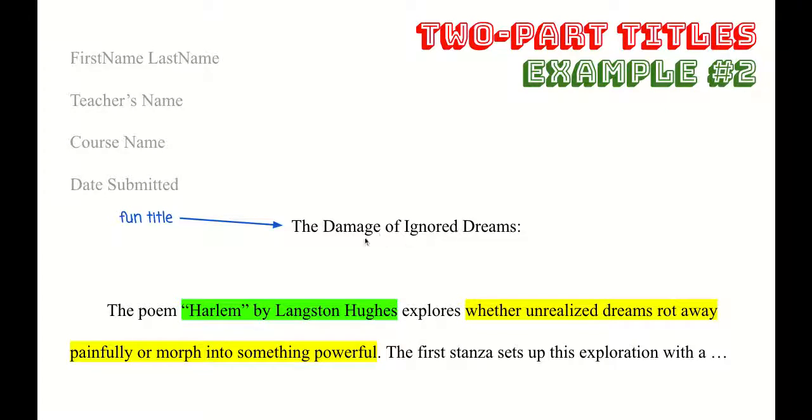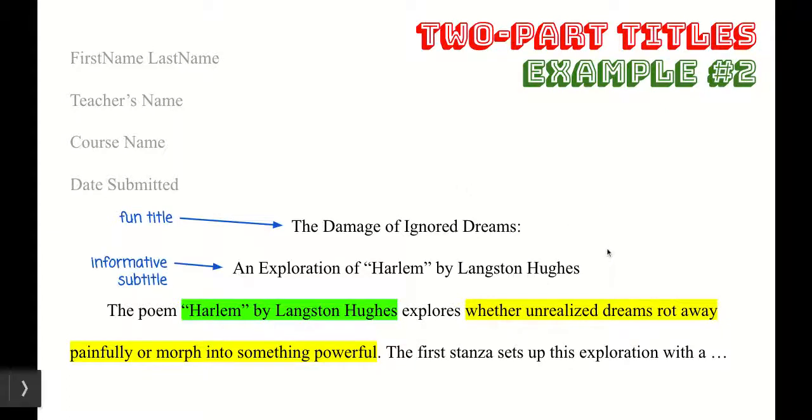I have a little bit of alliteration here, even though damage and dreams are far apart, but alliteration is a really, really good technique for trying to make that first piece of your title really fun and engaging. So I might keep that in mind. The more fun your wording is, the more attention catching that first piece of your title is going to be. All right, so I have that attention catching piece that's getting at the heart of the paragraph, and then I added my informative subtitle, which of course is going to have the title of the poem and the poet, so I'm identifying what text I'm looking at.